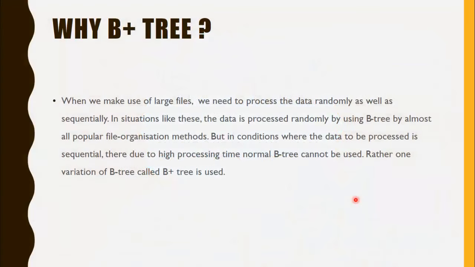So why a B plus tree? When we make use of large files, sometimes we are going to process a random set of data as well as sequential data. So we can deal with these situations with the B tree also, and the data is mainly processed in the B tree, which is a popular file organization method. But sometimes it fails, due to the high processing time and normal speed. It won't work in a B tree. So one variation of the B tree, the B plus tree, is used.